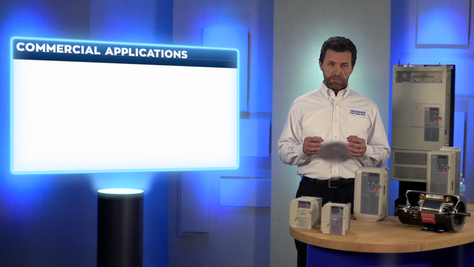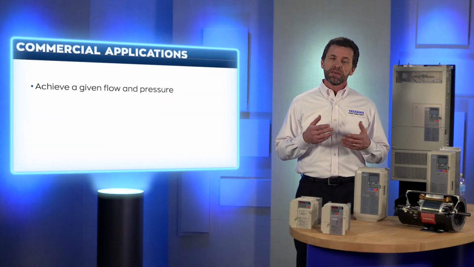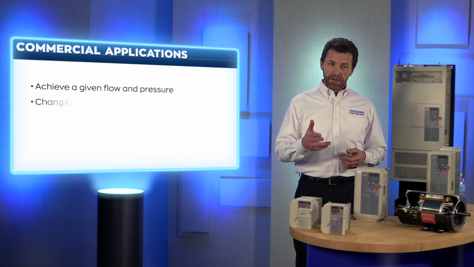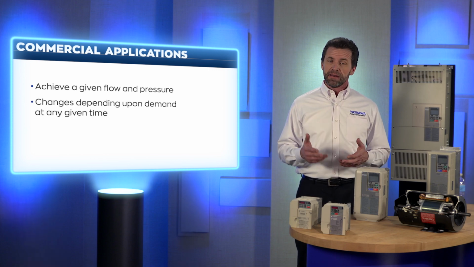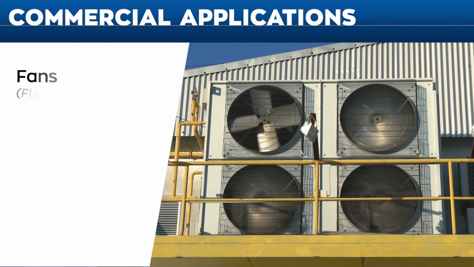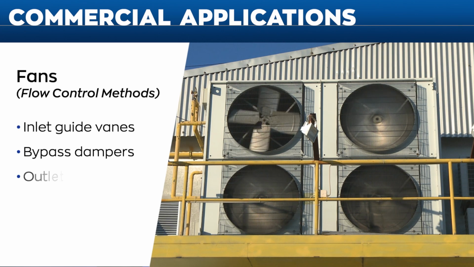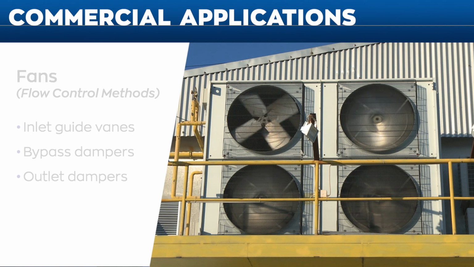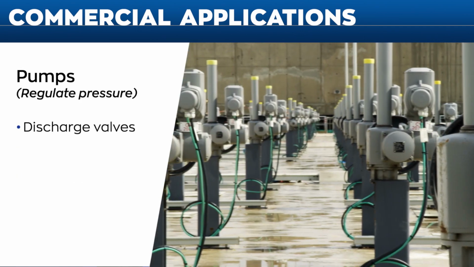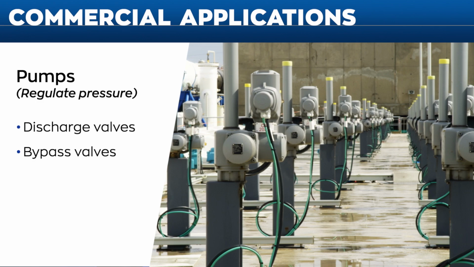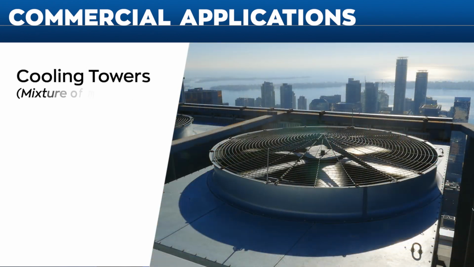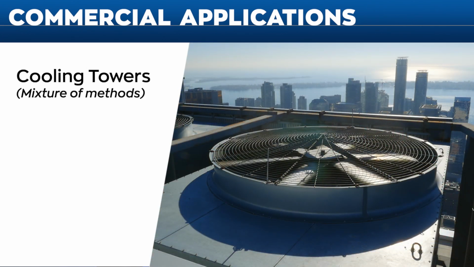Now, in the commercial market, we are normally trying to achieve a given flow and pressure. This changes depending on the demand at any given time. Fans use inlet guide vanes, bypass dampers, or outlet dampers for flow control. Pumps use discharge valves or bypass valves to regulate pressure. Cooling towers would use a mixture of the two.